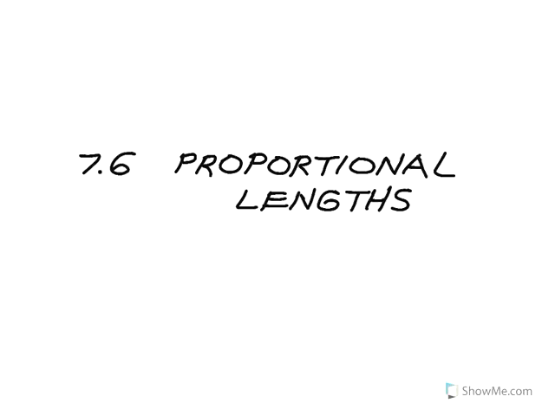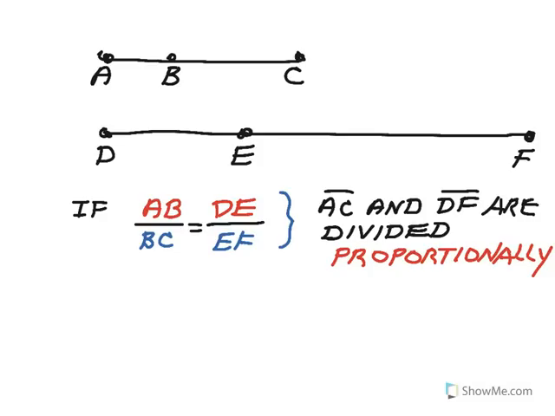Lesson 7.6 is about proportional lengths. Okay, how this works is this. I have two segments here, segment AC and segment DF, and I've divided up AC between AB and BC by putting a point B in the middle, and I've done the same thing with E between D and F. Well, not in the middle, but somewhere in between them.